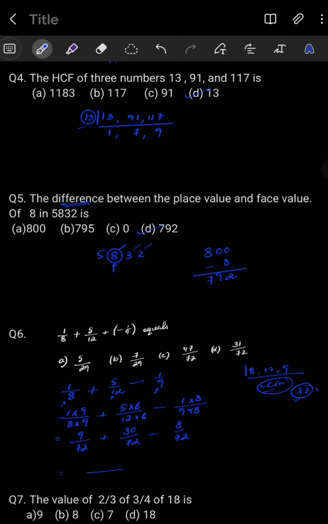Now what happened? Your LCM is how much here? 72. Then 9 plus 30 minus 8. If you simplify, 9 plus 30 how much? It is your 39 minus 8 upon how much? 72. And if you subtract, it is your how much? It is your 31 by 72. So check the option here. Which one? Option D is your correct option.